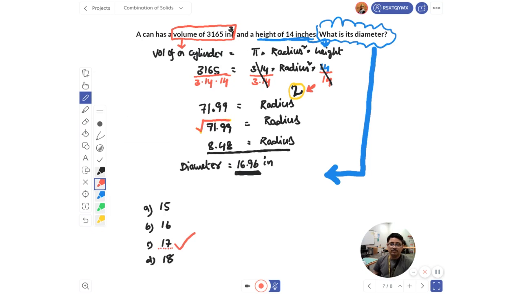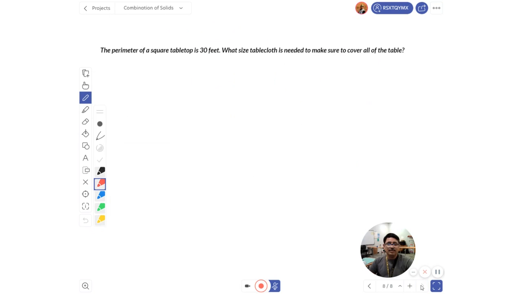Okay, so let me go to the last question for this session. The perimeter of a square tabletop is 30 feet. What size tablecloth is needed to make sure to cover all of the table? Okay, so let me analyze the question part. The perimeter of a square. So let me write the formula or condition.